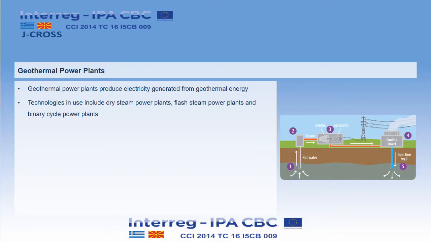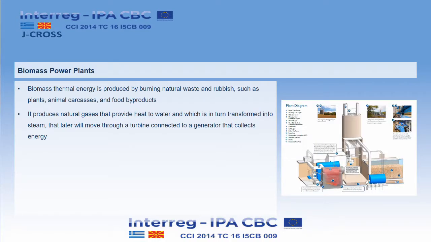Geothermal power plants produce electricity generated from geothermal energy. Technologies in use include dry steam power plants, flash steam power plants and binary cycle power plants. Biomass thermal energy is produced by burning natural waste and rubbish, such as plants, animal carcasses, and food byproducts. It produces natural gases that provide heat to water, which is in turn transformed into steam that later will move through a turbine connected to a generator that collects energy.